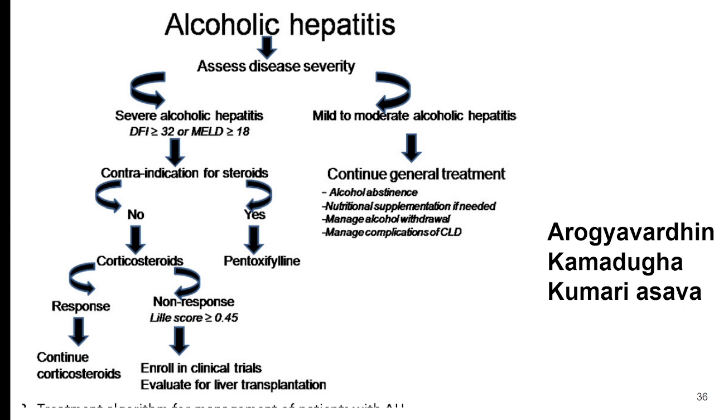The principle of the management of alcoholic hepatitis is, first, you have to assess the disease severity. If it's a severe one, then you have to follow the administration of either corticosteroids or pentoxifylline. This is the contemporary line of treatment. Whereas if it is mild to moderate, then you try only conservative treatment, where the general treatment is maintenance of the diet, alcohol abstinence, providing nutrition, and managing alcohol withdrawal symptoms.